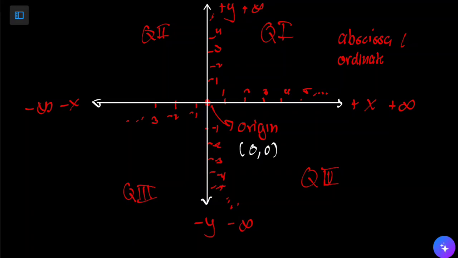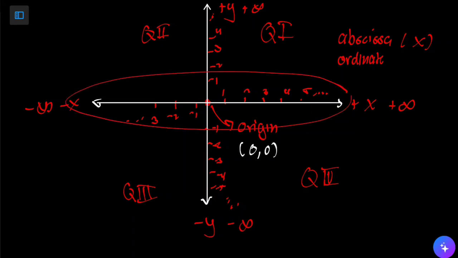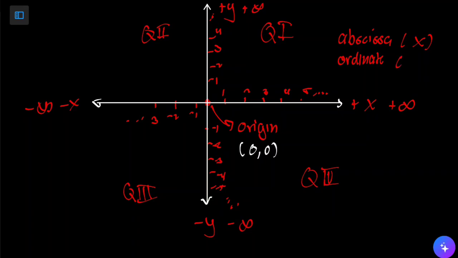Your abscissa is basically the x direction, not really the positive x, but the x direction. It encompasses all of this. And your ordinate is your y, so it encompasses all of this.